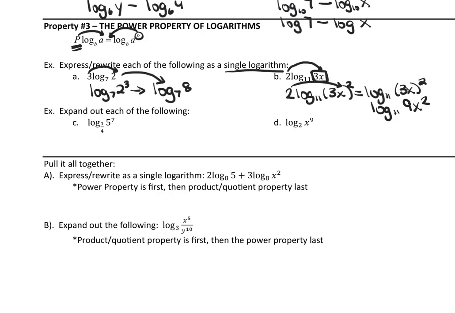And then just a little easier going the opposite way. If I ask you to expand out, it means I don't want any powers. So any powers on the argument we will just take back out in front. So we have an exponent of 7, which will go back out in front. So it'll be 7 log base 1/4 of 5. And the second one, the 9, is an exponent that will go back out in front. It'll be 9 log base 2 of x.